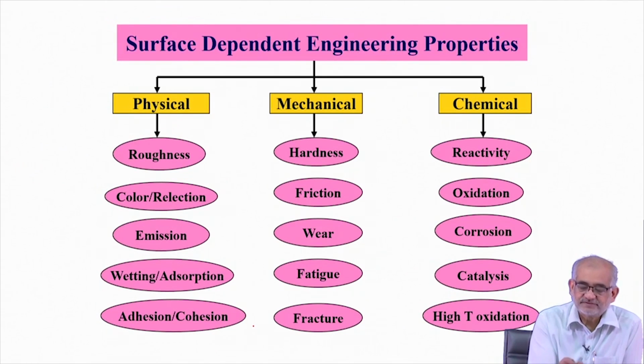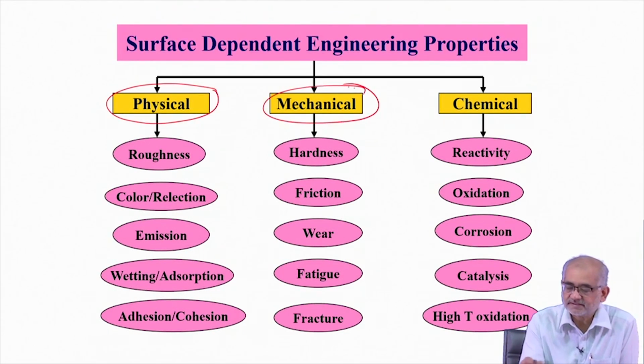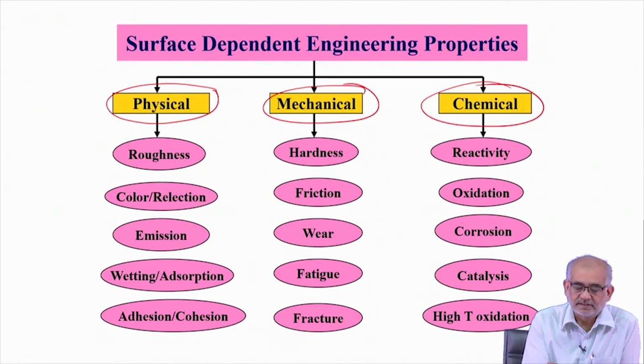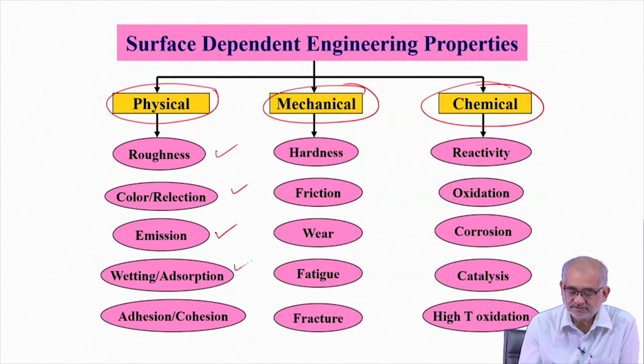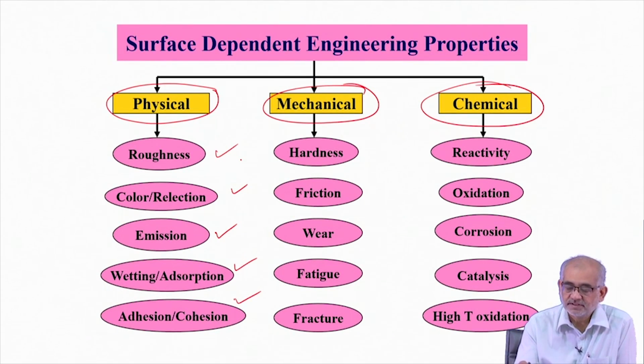So, as we just now mentioned, we divide them into three major classes: physical, mechanical and chemical. For example, roughness, color and reflection, emissivity or emission characteristics, wettability, adsorption, adhesion, cohesion, all these properties, we club them under the physical properties. Mechanical, of course, is well known: the hardness, the friction, wear resistance, fatigue properties, even fracture, because these are surface dependent.